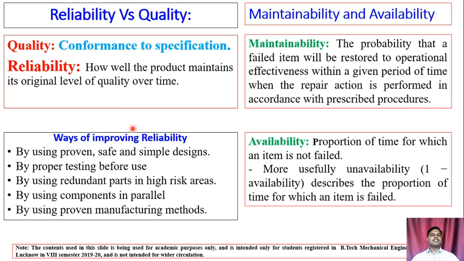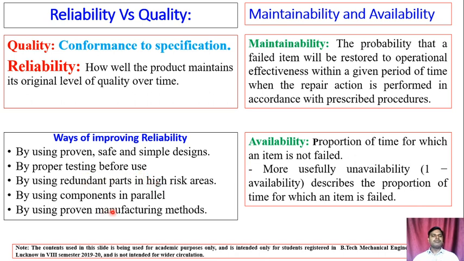Some ways of improving reliability are by using a proven design that is already valid. We can use a safer design, we can use simple designs. By this way we can improve the reliability of the product, and proper testing before use may also improve it. We can also use standby parts or redundant parts in high risk areas where chances of failure are more.